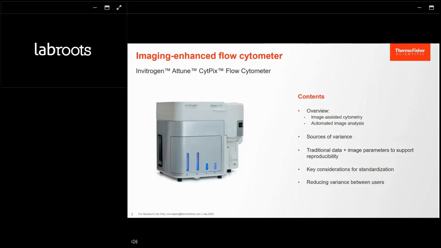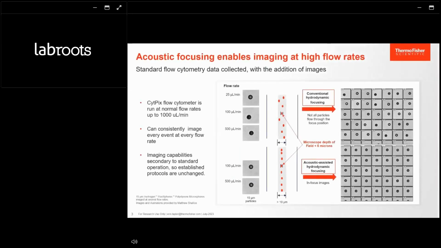Let me go to the next slide here. So one of the really important features with the Invitrogen Attune CytPix is that it uses acoustic-assisted hydrodynamic focusing, just like the Attune. This means it has all the normal flow rates, up to 1,000 microliters a minute. It can be operated as a normal flow cytometer, and it's able to take bright field images at these really high flow rates because the acoustic focusing keeps the events lined up, even when you're running as fast as 1,000 microliters a minute.